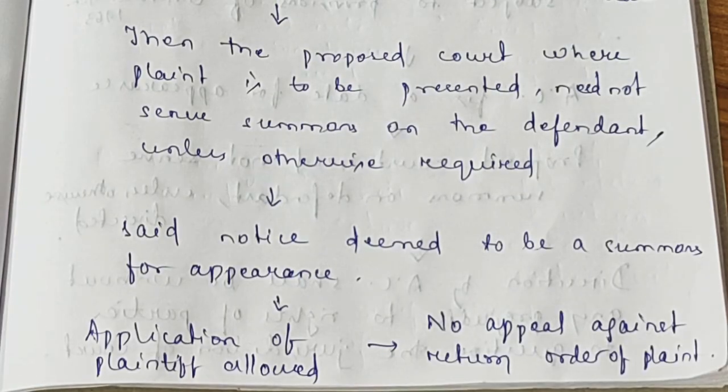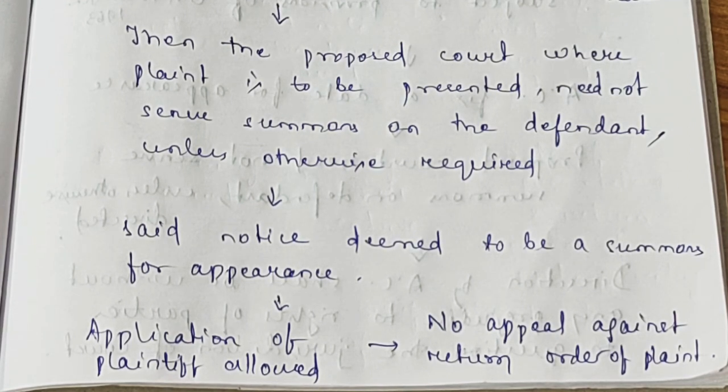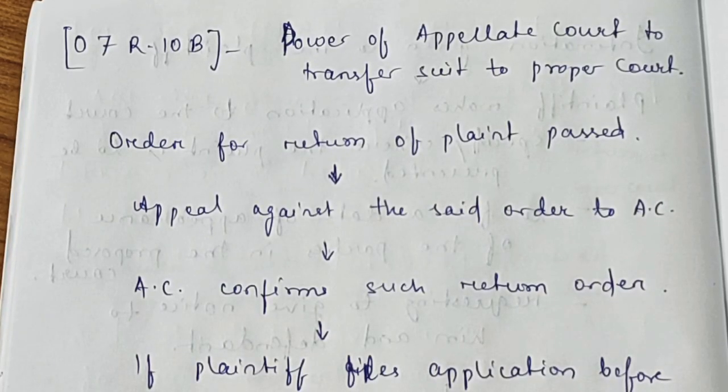Then sub-rule 5 of this rule says that if the application of the plaintiff to fix the date and to give notice is allowed by the court which is returning the plaint, then no appeal against the order of return of plaint will be allowed. If the application of the plaintiff is allowed, he cannot further appeal against the order of return of the plaint. Now let's see Order 7 Rule 10B.